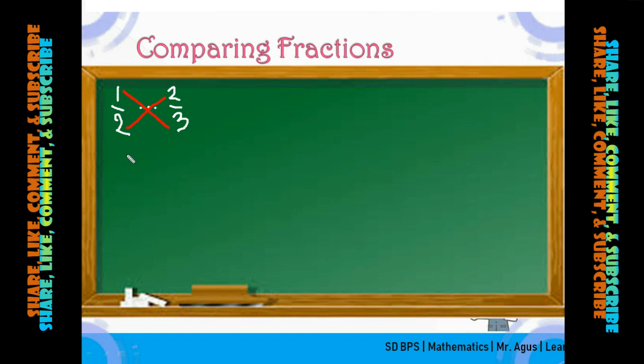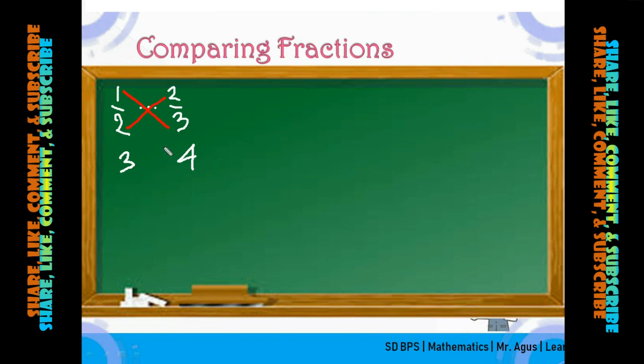1 times 3 equals 3. You have 3 on the left hand side. 2 times 2 equals 4. You have 4 on the right hand side. And then just compare these numbers, 3 and 4. Which one is greater? Yes, the greater is 4.